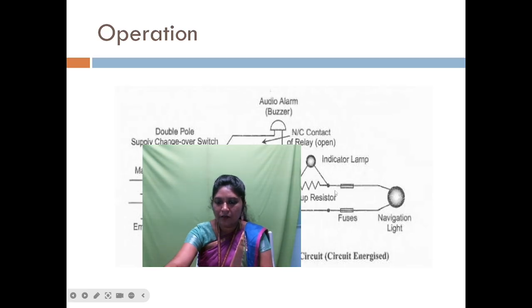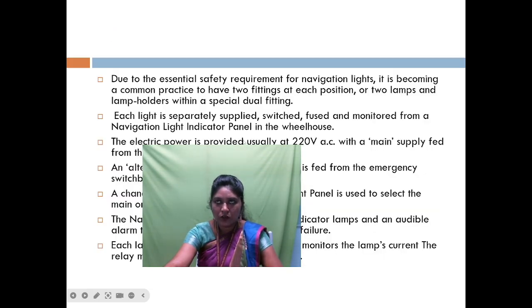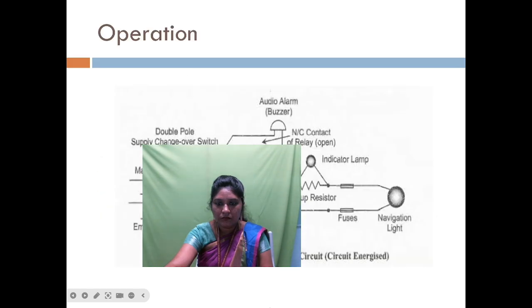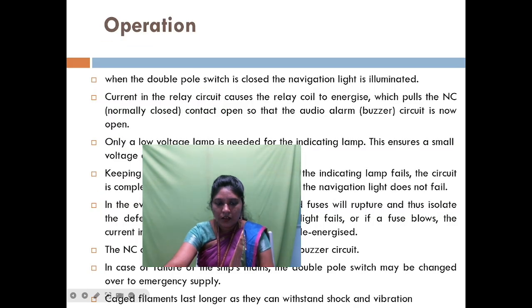So here we have the resistor, across which a low voltage is provided, enough for this indicating lamp. So it indicates that this lamp is under proper operation. Keeping the regulatory requirement in mind, if the indicating lamp fails, the circuit should be completed by the backup resistor, so the navigation light does not fail.